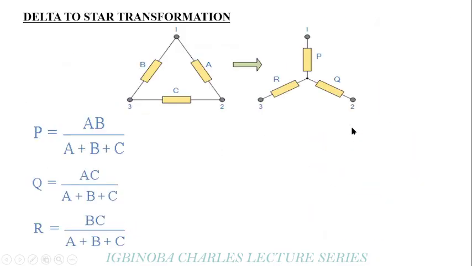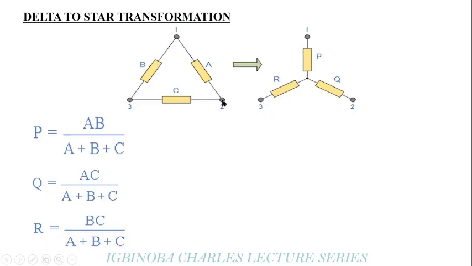So let us now see how to transform. If you have a network given to you in the delta form, it can easily be transformed to the star form. You don't need to struggle with the formula. It's very easy to get. How do you do that? You want to convert this delta to star. Try and move this star and put it in between these points. You notice that your P will be here, your R will be here, and your Q will be here.